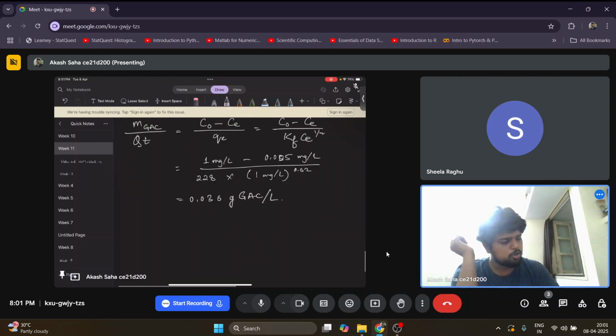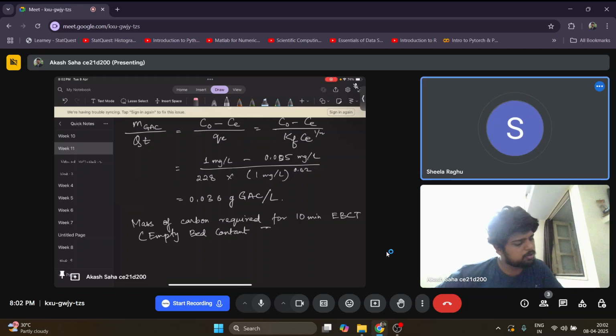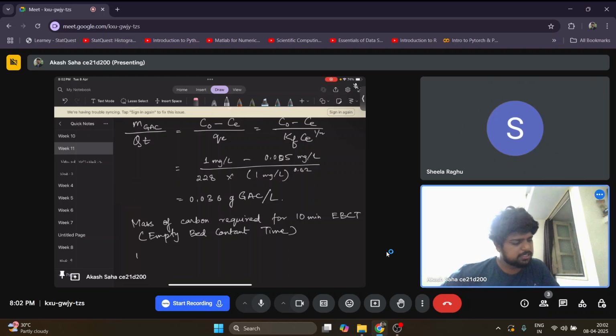Okay, so now to find out the mass, because we need the mass of carbon, the mass of carbon required for some time, like how much mass is required for 10 minutes of EBCT. That is the empty bed contact time. So EBCT is empty bed contact time. So this mass will be equal to the volume into the density. Volume into the density will give me the mass.